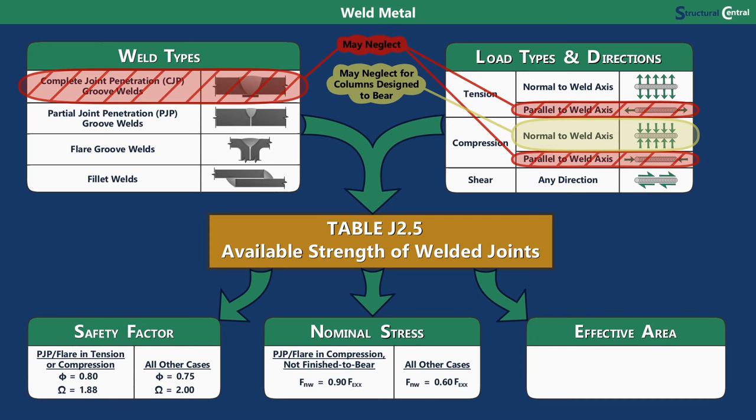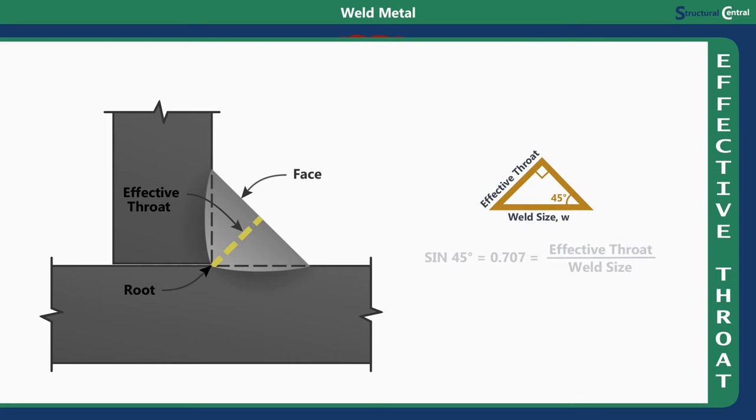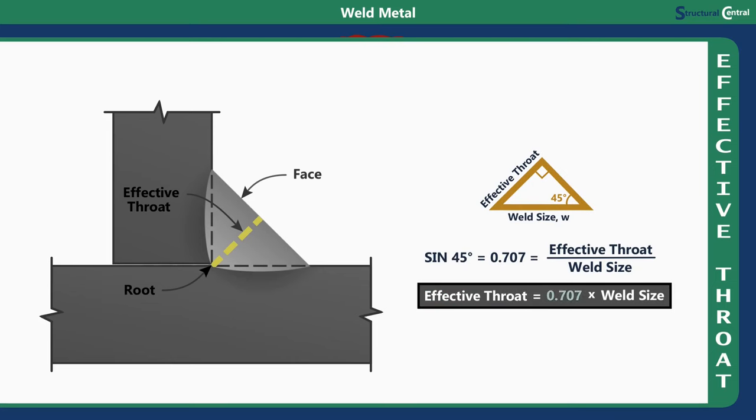For all other cases, the safety factors and nominal stress values will each fall into one of the two groups shown. For the effective area, the table redirects you to sections J2.1a or J2.2a, each of which tell you that A_we is equal to the effective length of the weld times the effective throat. The effective throat is the shortest dimension from the root of the weld to the face of the weld. This will be the plane where the weld is most likely to rupture since it has the least amount of area, so it also has the most amount of stress. You can see here that for a fillet weld with equal length legs, the shortest dimension from the root to the face of the weld is at a line perpendicular to the face of the weld. This means that for perpendicular plates, the effective throat is equal to 0.707 times the weld size.